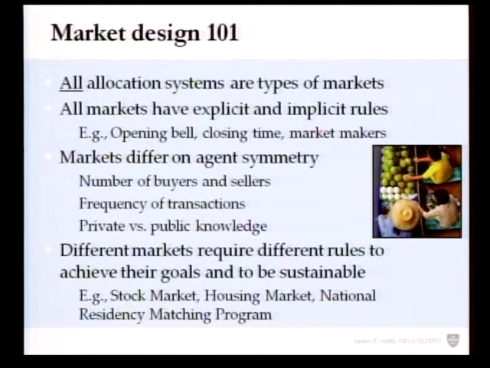And then there's a question of private versus public knowledge. So when somebody's buying somebody's fruit, let's say in this picture, if you see it every day, everybody knows how good the fruit is, they can see it. But if I'm buying CDOs or other derivative instruments, I might not know so much about what's in that. And there are different levels of buying. Or if you bought a house, clearly your house inspector probably didn't catch all the things that went wrong later on in life. So different markets require different rules to achieve their goals and to be sustainable. So that's Market Design 101.